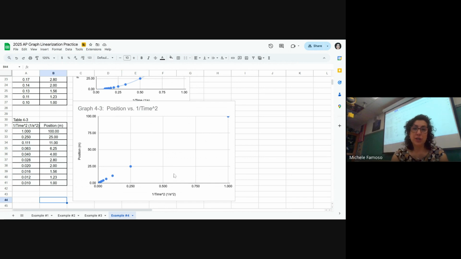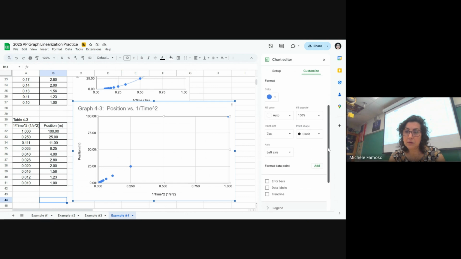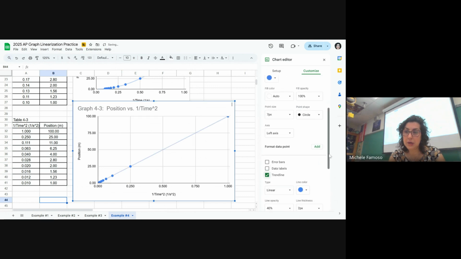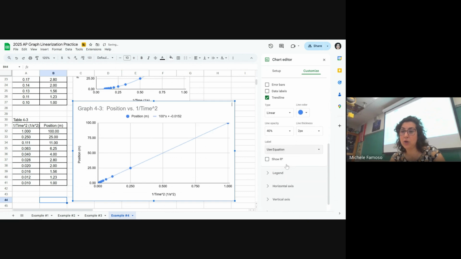So what we're going to do is add our linear trend line to this graph. And since it is now linear, that looks really good. I can now add my equation label and show the r squared. And notice that the r squared is perfect. Perfect one. All those data points fit the line that we just drew.